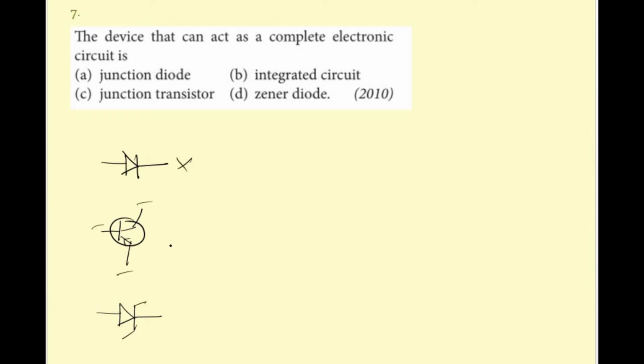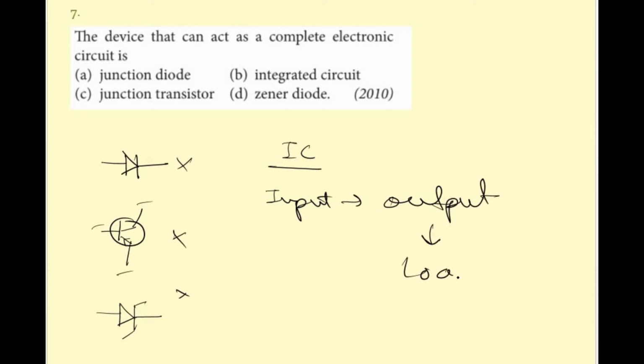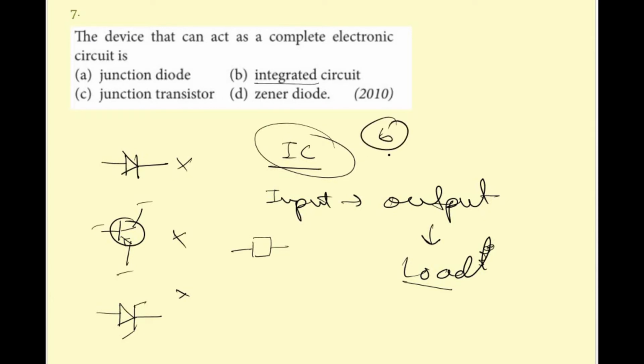So these three are not the complete circuit, but in an IC there is input and output and load. So we can load, so we can make any circuit of it. We can get a complete circuit in a small chip. So this is a complete circuit and it is the integrated circuit. So option B is our correct answer.